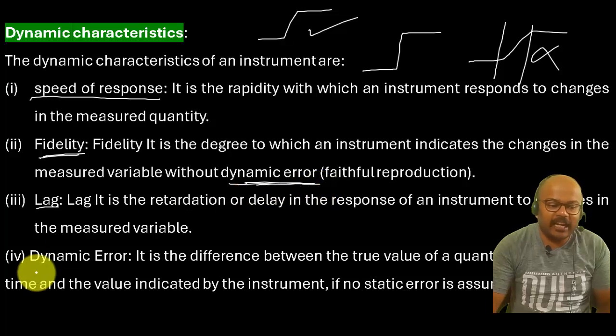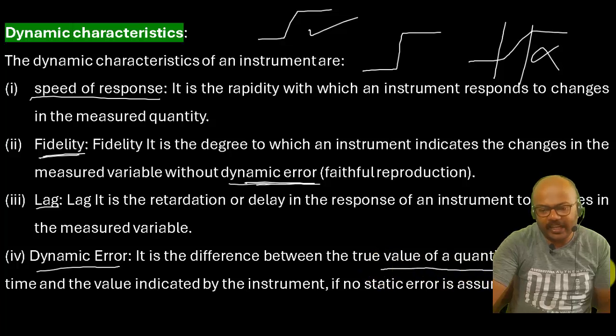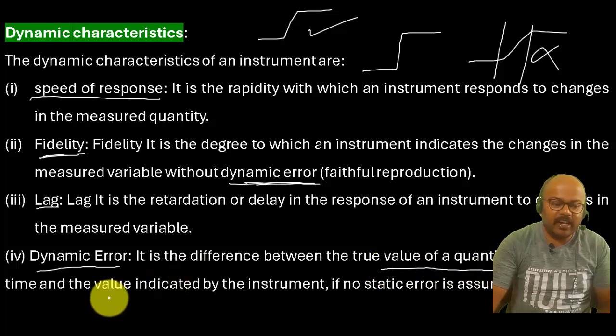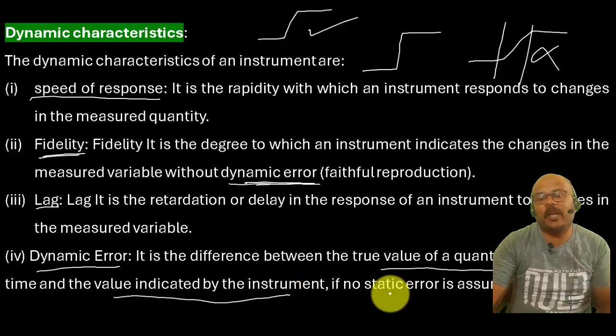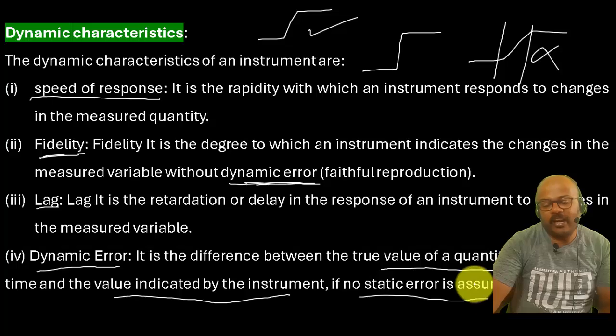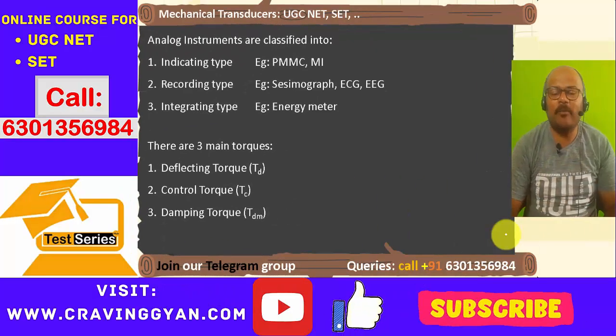Dynamic error is the difference between the true value of the quantity that is changing with time and the value indicated by the instrument, provided there is no static error. Till here we have discussed in the previous video.